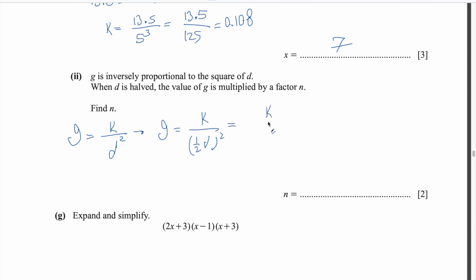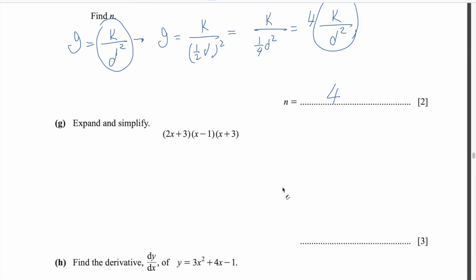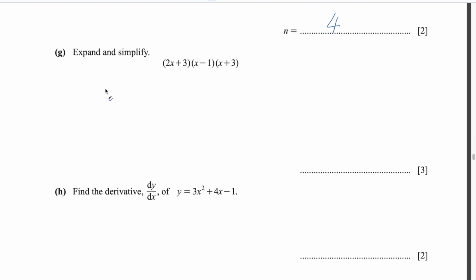So I can write k over (1 over 2 d) squared. It will become k over 1 over 4 d squared. So it will become 4k over d squared. If you see, k over d squared was the original g, but you have a coefficient of 4. It means that g is multiplied by 4. So n is 4.